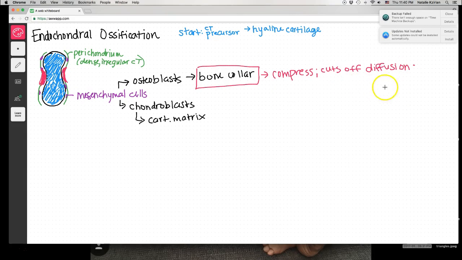And so what's going to happen, we'll put of nutrients here, what's going to happen if we don't get nutrients or blood supply to our cartilage? Those chondrocytes within the cartilage are going to die. Okay, so then what happens is we get a release of calcified cartilage matrix.